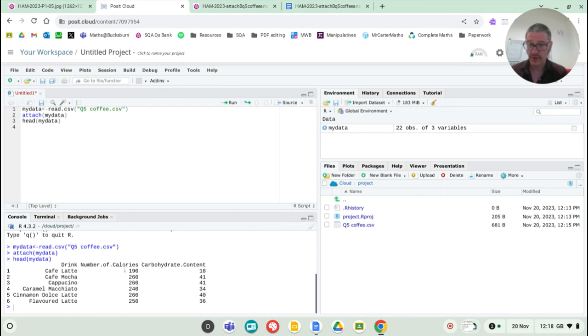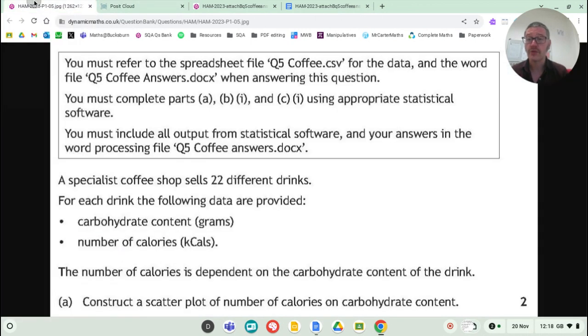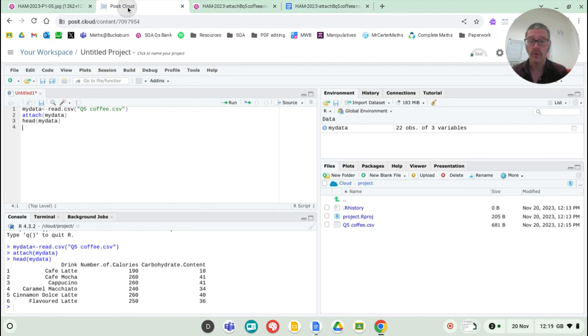So we've got the drinks, we've got the number of calories, we've got the carbohydrate content. 22 observations. If we look back to the question, 22 different drinks. Calories on carbohydrate. Calories is the dependent variable, so that will need to go along the y-axis. So calories along the y. So this means my plot will have the carbohydrate content along the x and the number of calories along the y.